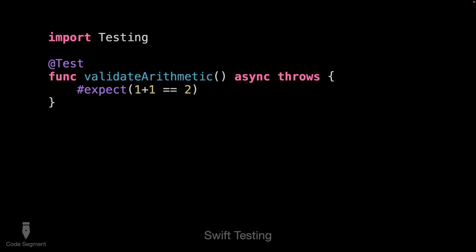Oh, and then of course there's the hashtag expect macro. That is the actual unit test right there. The function itself is more of a wrapper around the ability to use the hashtag expect macro. But hashtag expect is basically the unit test. You pass it a Boolean value. The Boolean value is either true or false. If it's true, the test passes. If it's false, the test fails.